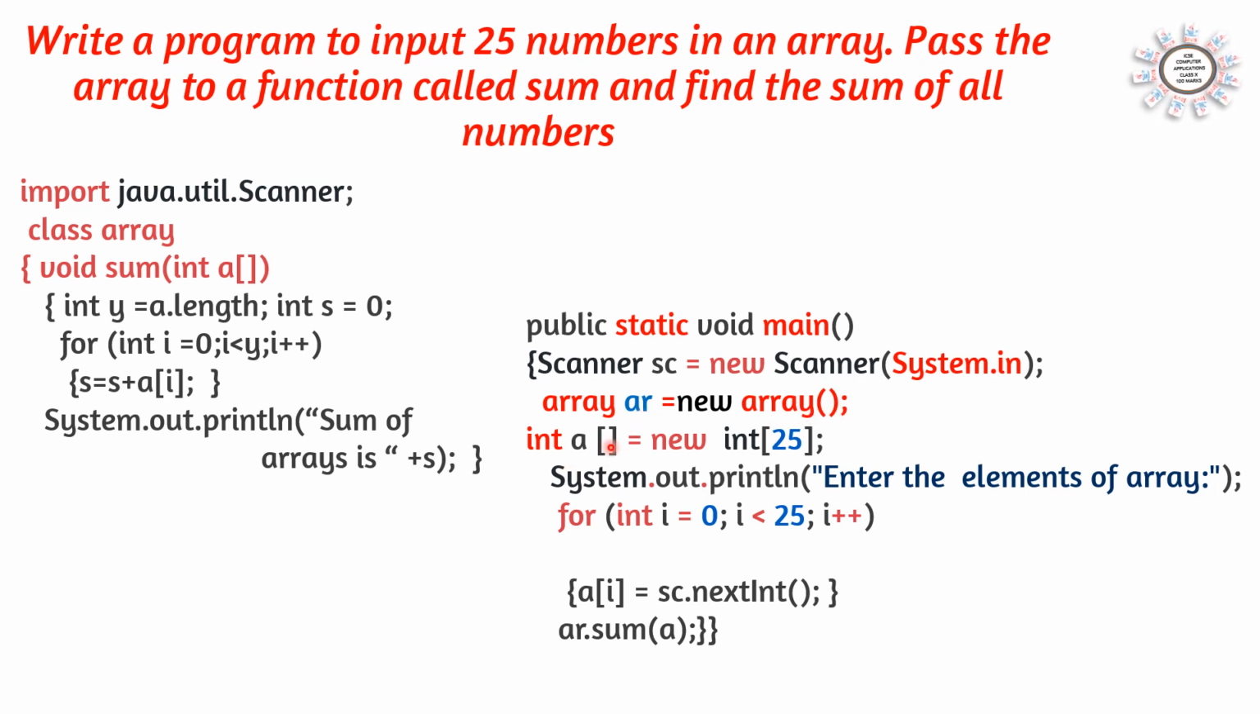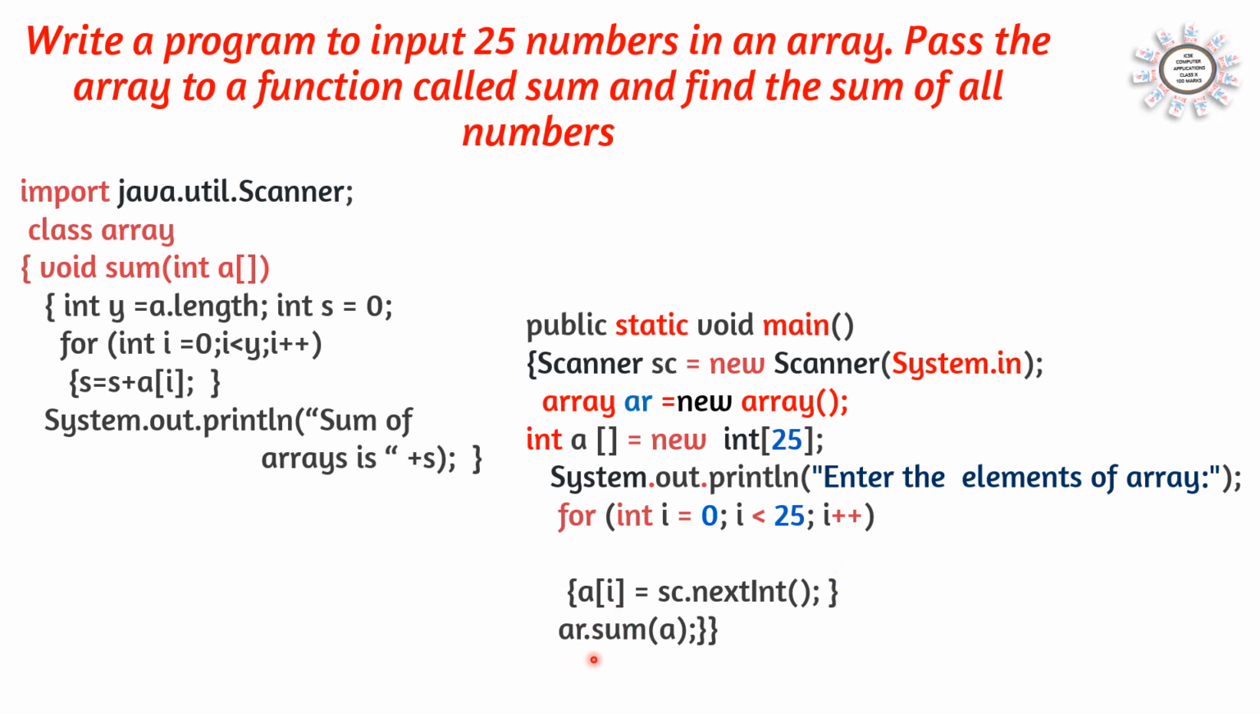And now declare the array. Elements are accepted in the main program, not in the function. So declare the array: int a[] is equal to new int[25]. 25 elements can be stored in the array a. Give the message, enter the elements of the array, and start the for loop. For int i is equal to 0, i less than 25, i plus plus. So 0 to 24, and a[i], a[0], a[1], a[2]. a[i] is equal to sc.nextInt(). So 25 elements will be stored in array a.